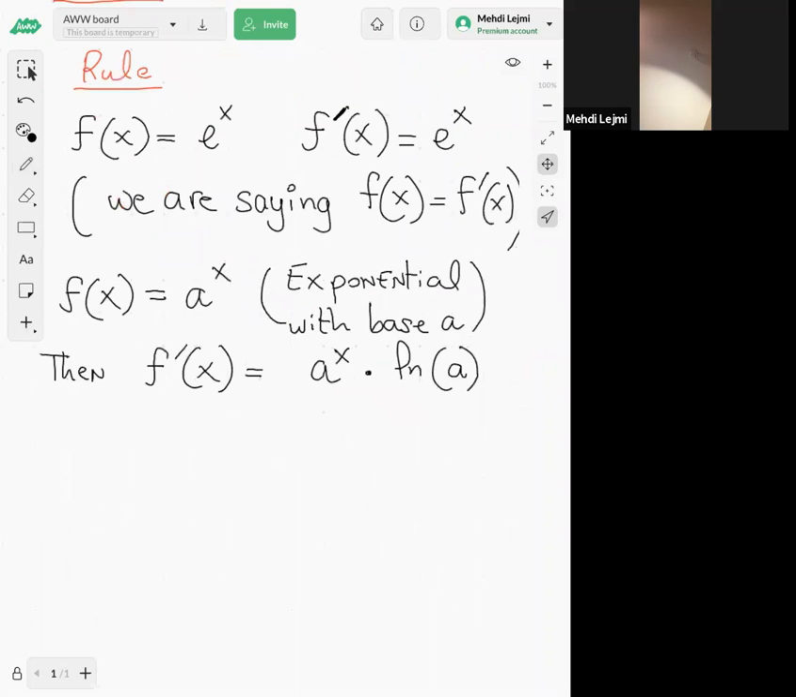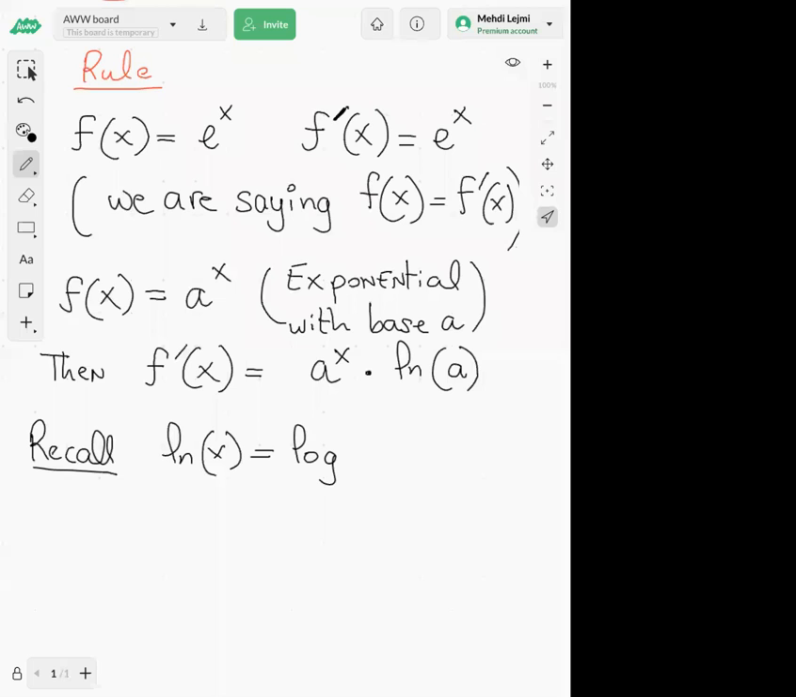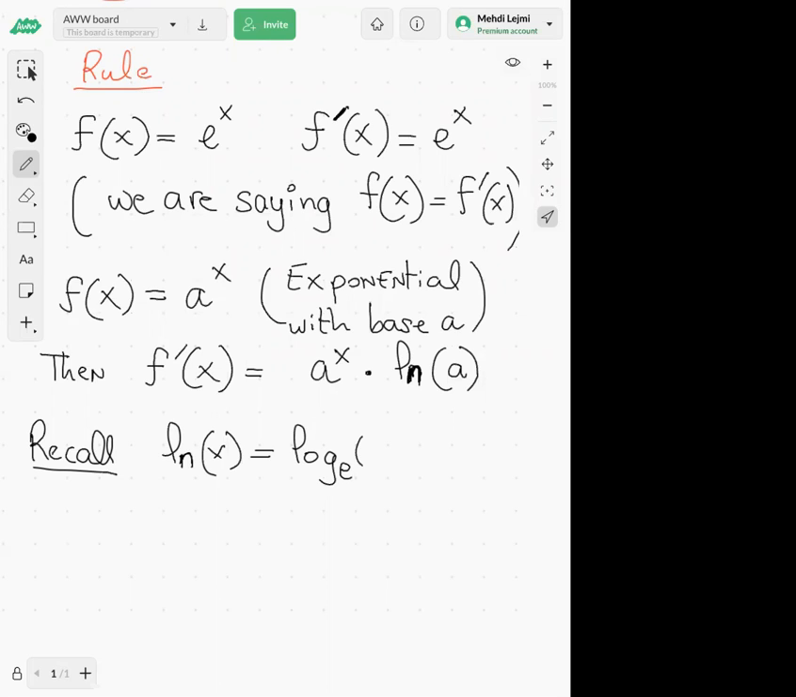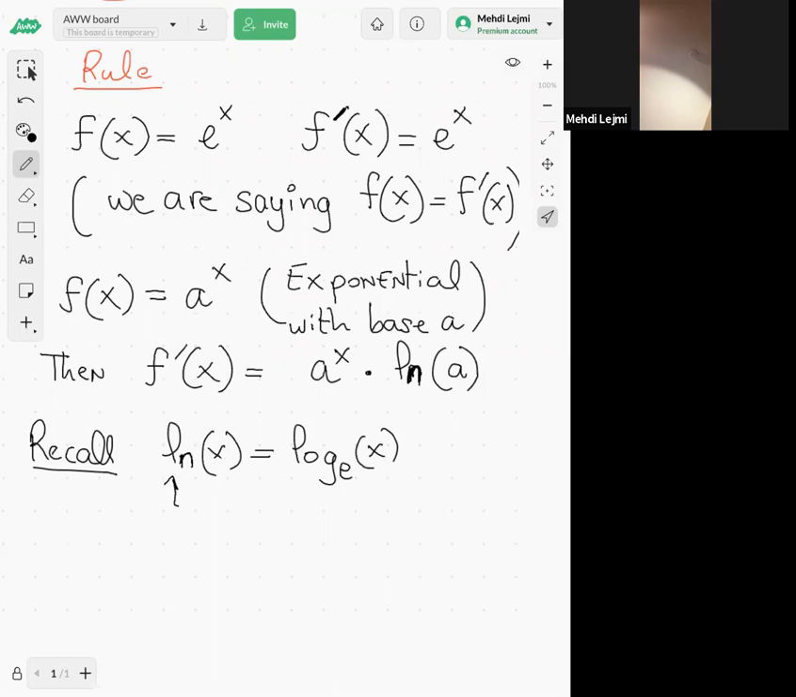So just to remind you, the natural log. When I say natural log of x, that's... Hi, Professor. Excuse me, is that a to the x times ln? Yes, this is ln. This is natural log, log in base e.